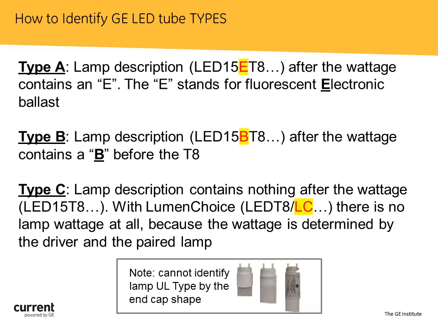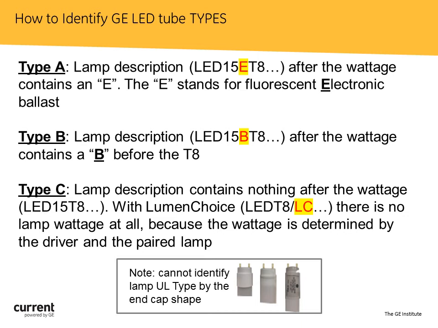All of our GE Type A tubes will have a lamp description stamped on it with ink. And that lamp description will say LED, it will say 15, 18, it will be the wattage. After that number, there'll be a letter. If that letter is an E, as in echo, it is a type A LED tube, which goes on an E or an electronic ballast.